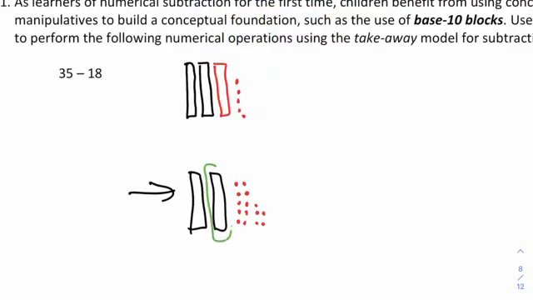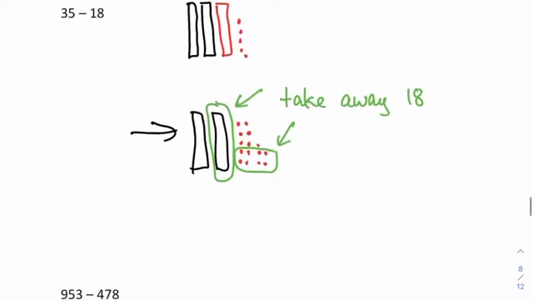So we're going to take that away, and we're going to take away, right? A total of 18. So take away 8, and then take away one 10. And then that leads ultimately to, we have a single 10 left over, and we have a total of 1, 2, 3, 4, 5, 6, 7, right? These 7 right here are still there. So this gives us a result that the answer is 17.